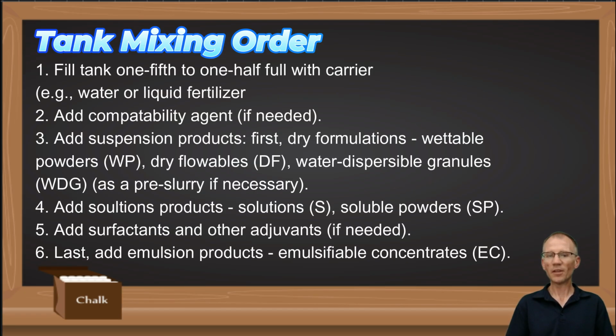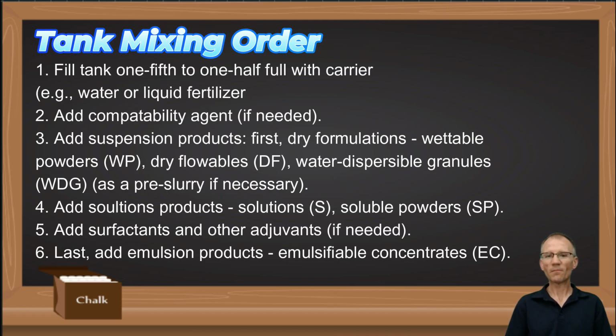First, we would need to fill the tank 1/5 full to 1/2 full with carrier, e.g. water or liquid fertilizer. So basically, we're going to start with water or liquid fertilizer. We're going to need to fill that tank 1/5 to 1/2 full with that carrier. Number 2, we need to add compatibility agent if needed. So sometimes we might use a compatibility agent. If we need to do that, that needs to be our second step.